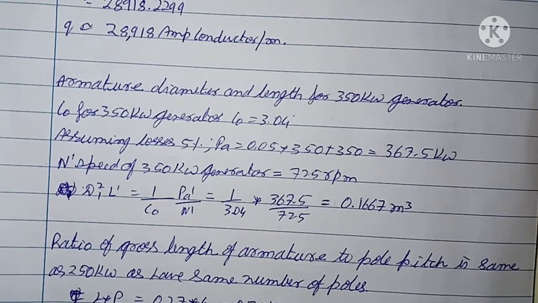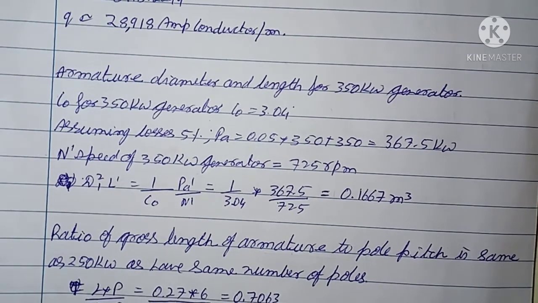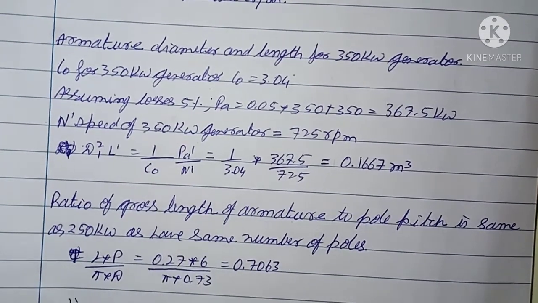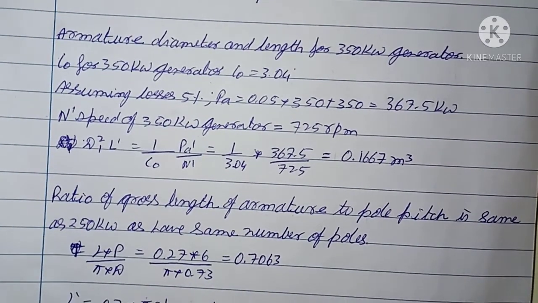So it is 1 by C naught, PA dash divided by N dash. This PA dash and N dash correspond to the 350 kilowatt generator. So it is 1 by 3.04 into 367.5 divided by 725. Therefore, d dash square L dash is equal to 0.1667 meter cube.